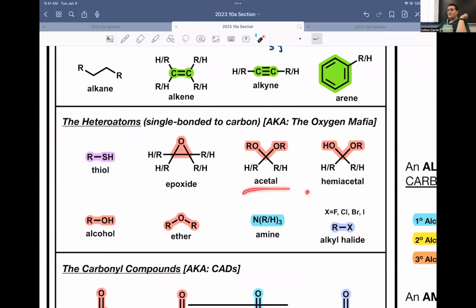Then we have the acetal and hemiacetal. So an acetal is like you take one ether and another ether and connect them at the same carbon here in the middle. So when you have that happen, you form an acetal. Technically, there's also something called a ketal, but we don't want you to know the difference in this class, so you can just call it an acetal. So two ethers connected to the same carbon.